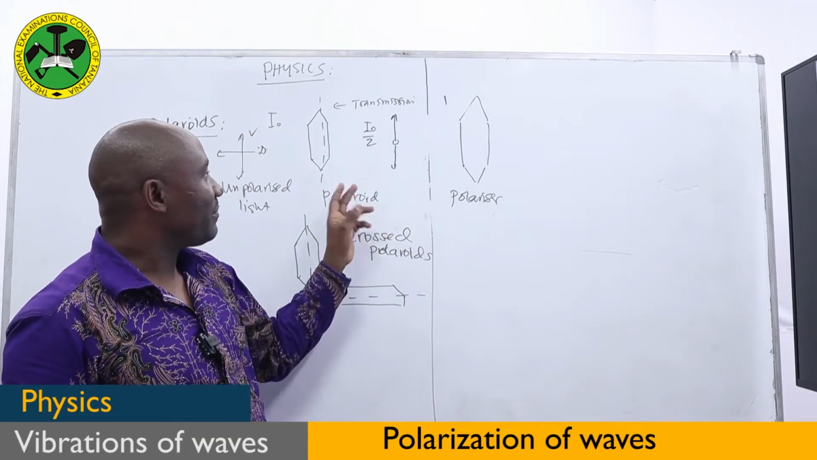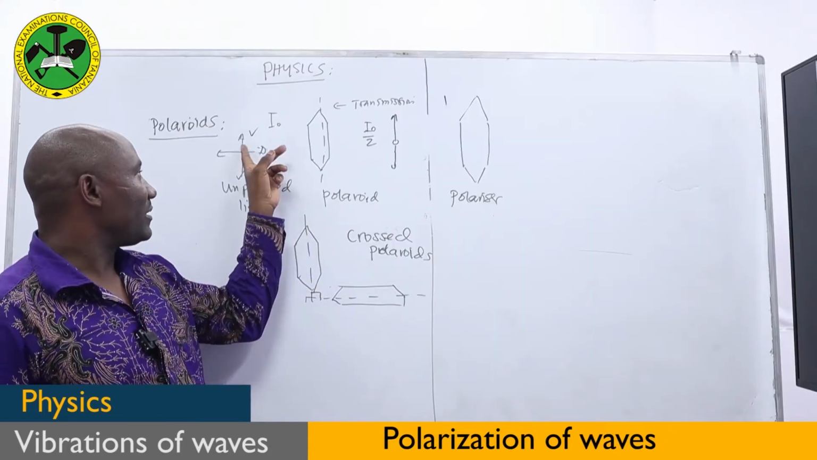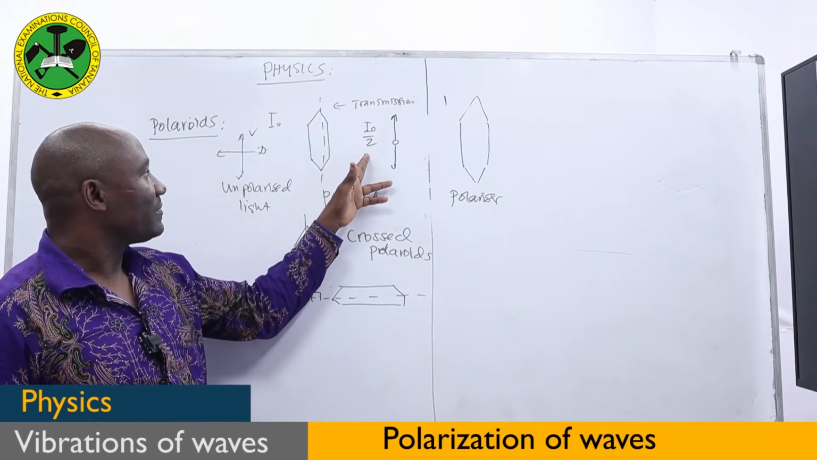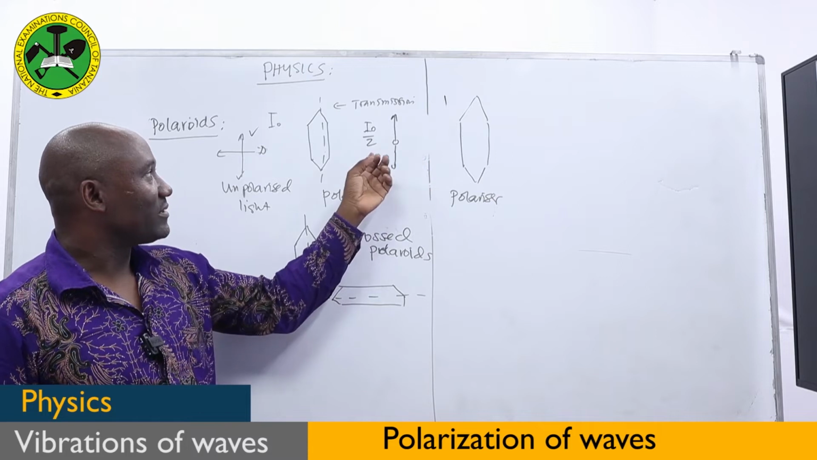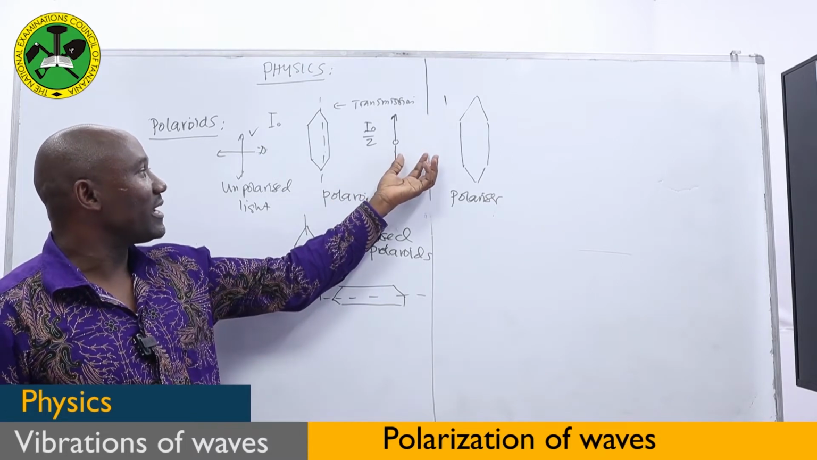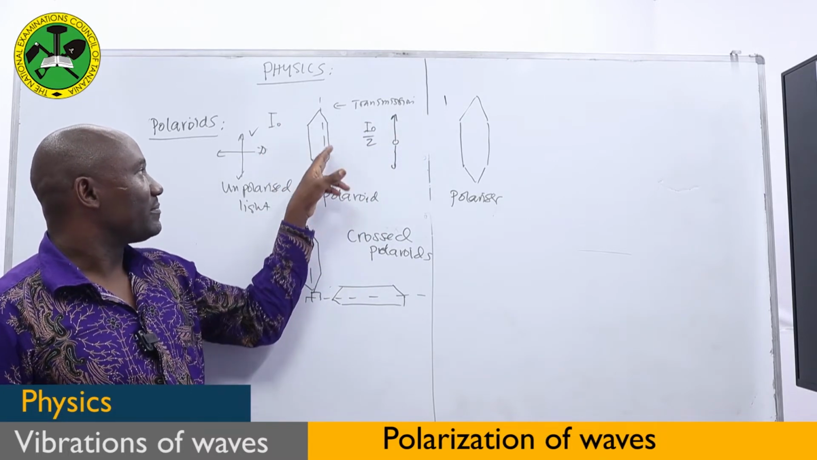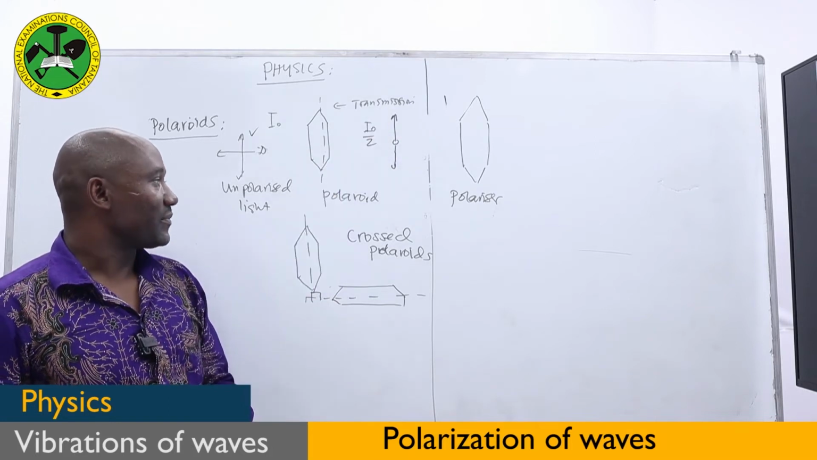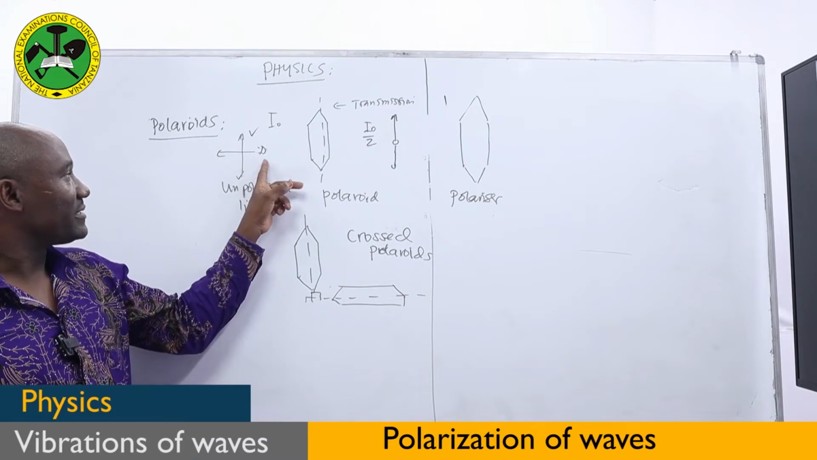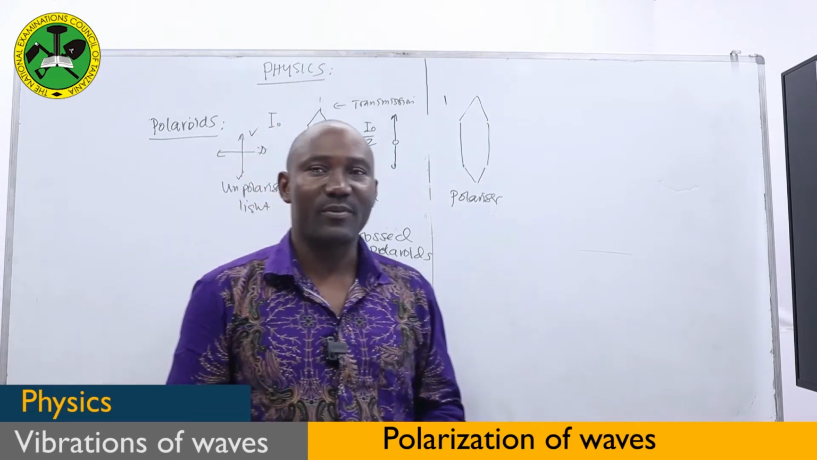So the principle of the polarized is that we have unpolarized light, and that unpolarized light is allowed to pass through the polarized. We have seen that some of the components will be absorbed or blocked. The component which is allowed to pass is the one whose axis of vibration is parallel to the transmission axis, and the one that will be blocked is the one whose vibrations are perpendicular to the transmission axis. Okay, that's the principle of the polarized.